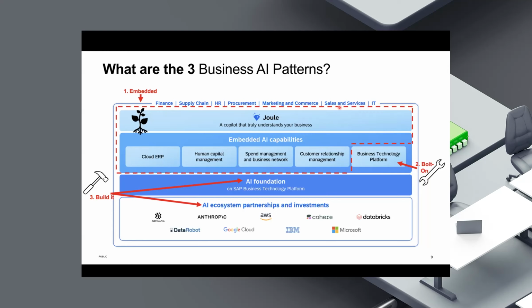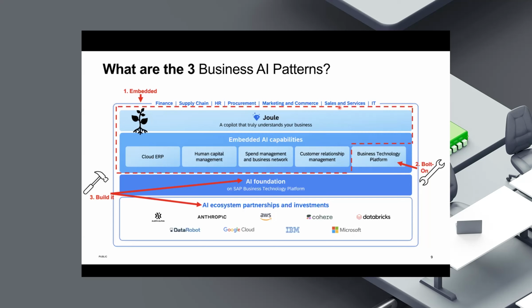And Joule is an amazing thing, especially when you're new to SAP or you just don't like remembering transactions, like me. You don't have to remember those transactions anymore. You just have to tell Joule what you want to make, and it is going to take you to the right place for that. So this is one way of using embedded AI.